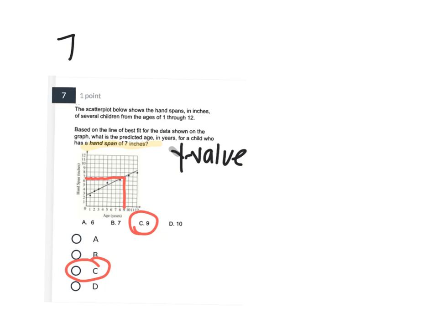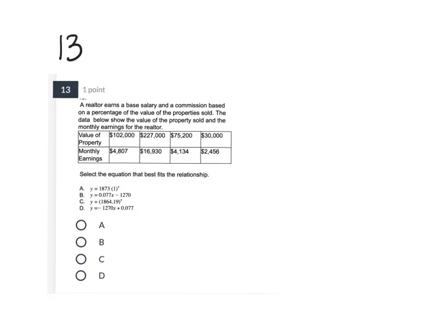So you had to read which value they were looking for in order to figure out whether you were looking at the X or looking at the Y. All right, so number 13, it says a realtor earns a base salary with a commission, and it says select the equation that best fits this relationship. So it didn't tell you whether it was exponential or linear. So that's the first thing we've got to figure out.